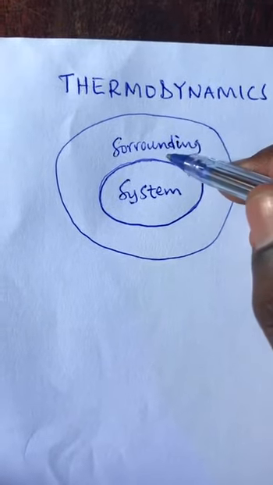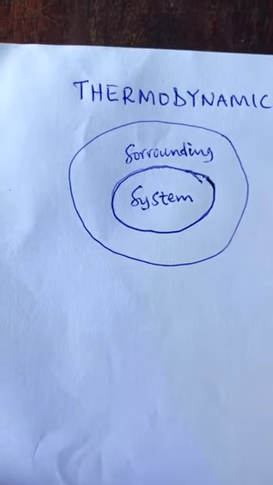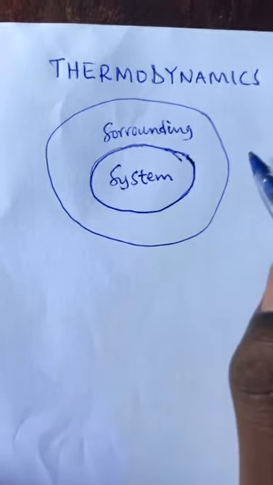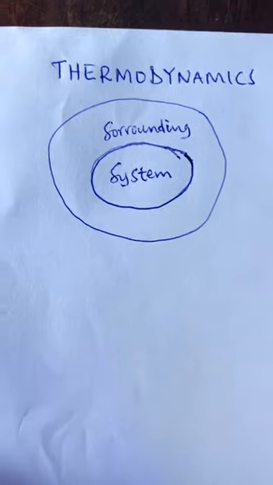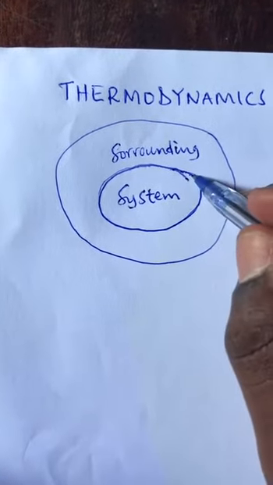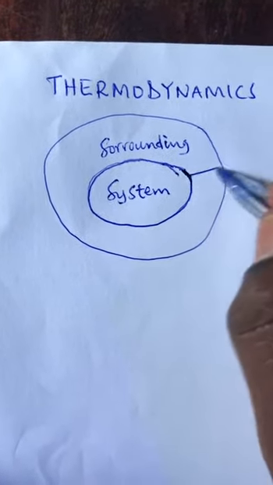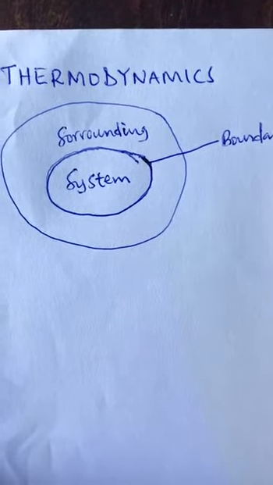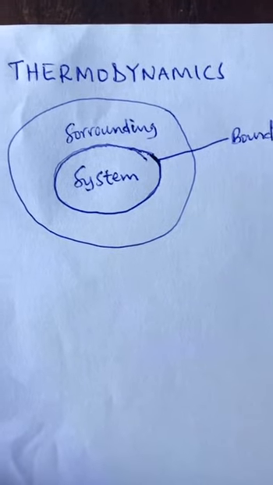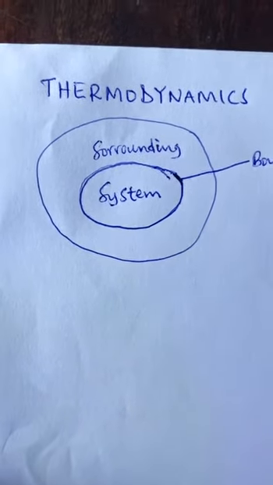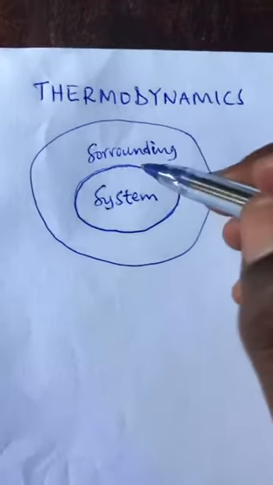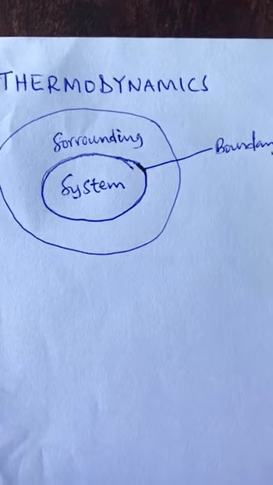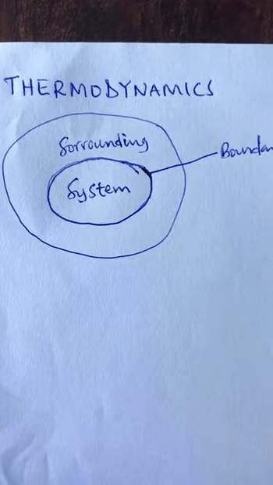Now whenever there is heat transfer, for example, if we have this system and it has the surrounding, the part that separates the surrounding and the system is what we call the boundary. Now whenever we have a system and it loses heat, that heat is going to be lost to the what? To the surrounding.